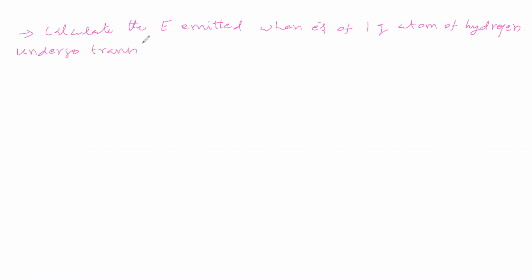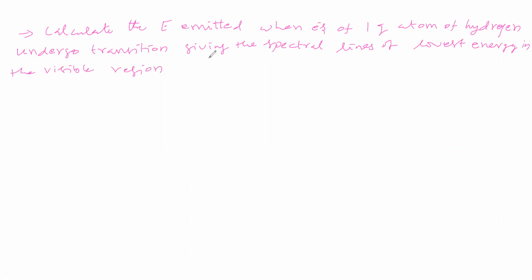Calculate the energy emitted when the electrons of 1 gram atom of hydrogen undergo transition, giving the spectral lines of lowest energy in the visible region of its atomic spectra.